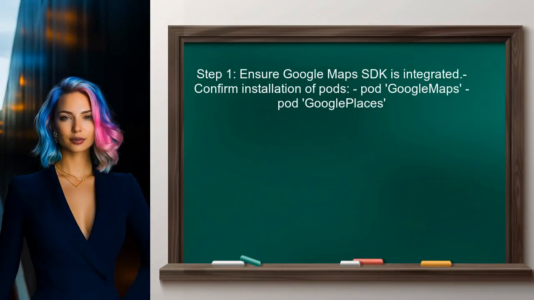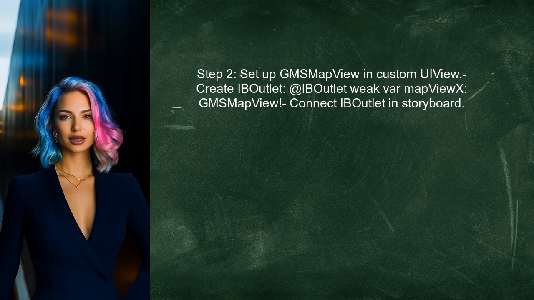To begin drawing a polyline on Google Maps, the user should ensure that the Google Maps SDK is properly integrated into their project. This includes confirming that the necessary pods are installed. Next, the user should set up the GMS map view in their custom UI view. This involves creating an IBOutlet for the map view and ensuring it is connected in the storyboard.